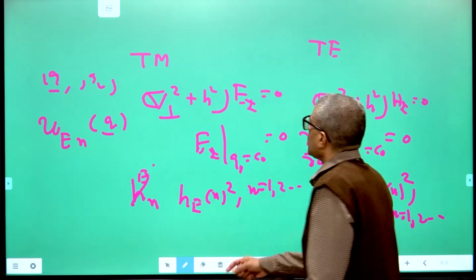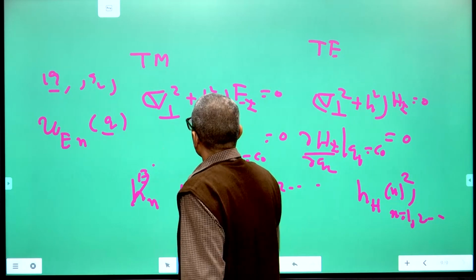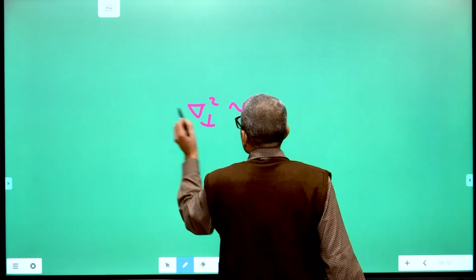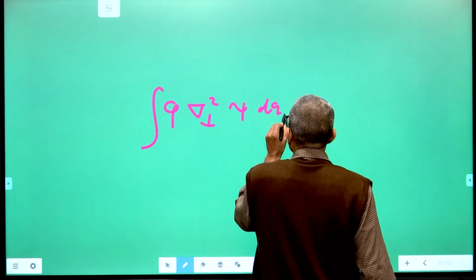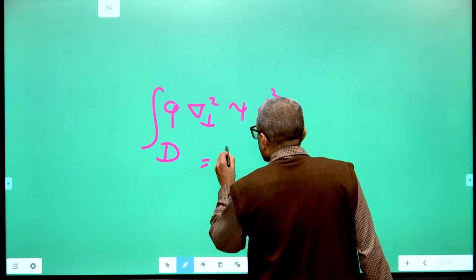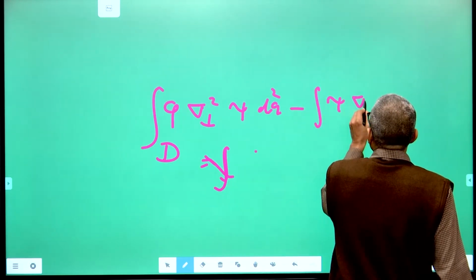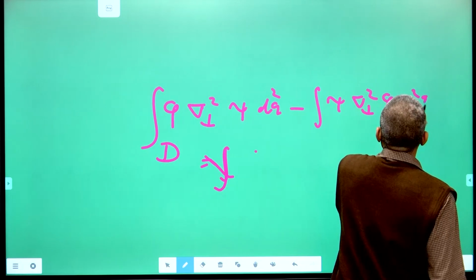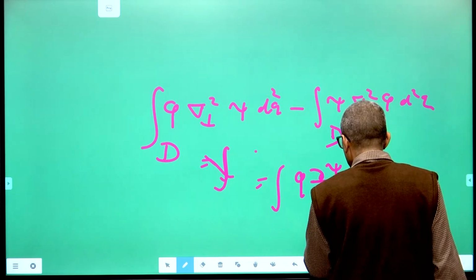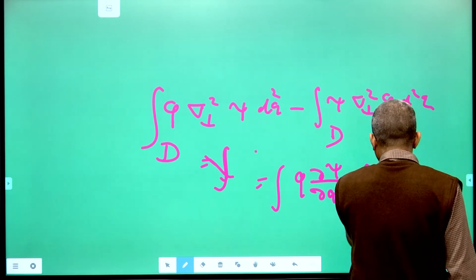Since del perpendicular square is a Hermitian operator, it is a Hermitian operator with the Dirichlet boundary conditions. How do you show that it is a Hermitian operator? Simply look at the integral of del perpendicular square psi and phi, d2q over the domain D. If you integrate by parts, you can write this as minus the integral of psi del perpendicular square phi d2q on D, that is equal to the integral of phi ∂psi/∂n, which is ∂psi/∂q2, minus psi ∂phi/∂q2.